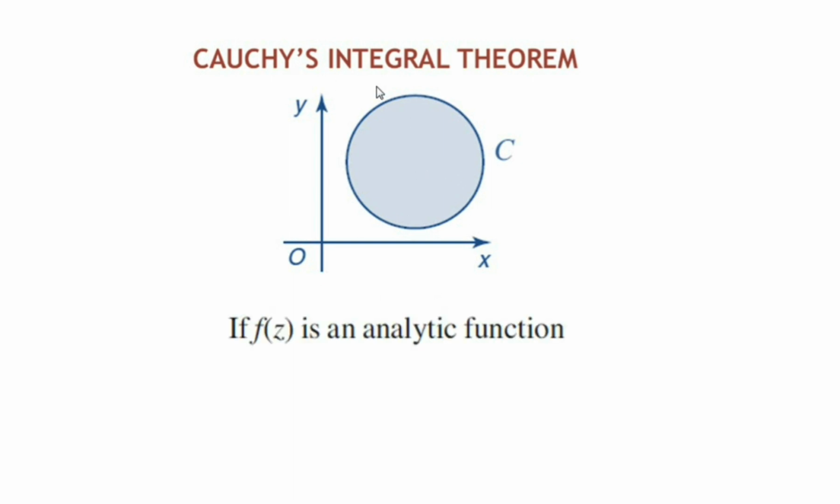If the complex function f of z is analytic and the first derivative of the complex function f of z is continuous at each point inside and on a closed curve C, then the integral over C of f of z dz is 0. Here, this integral symbol is called the contour integral. f of z is an analytic function.